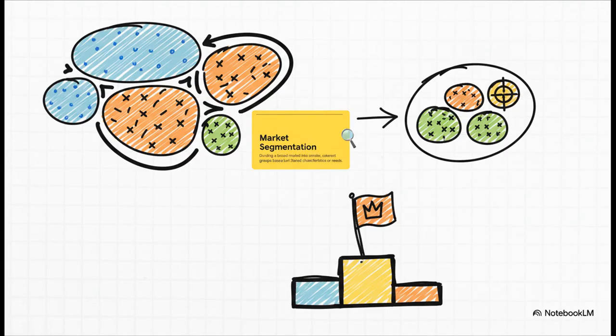So the whole goal here is to find these little pockets of the market, these groups that have common needs. A good segment should be homogeneous, is the technical term. It just means the people inside that group are pretty similar to each other, but they're also clearly different from the other groups. That's what lets you tailor your efforts and make them super effective.